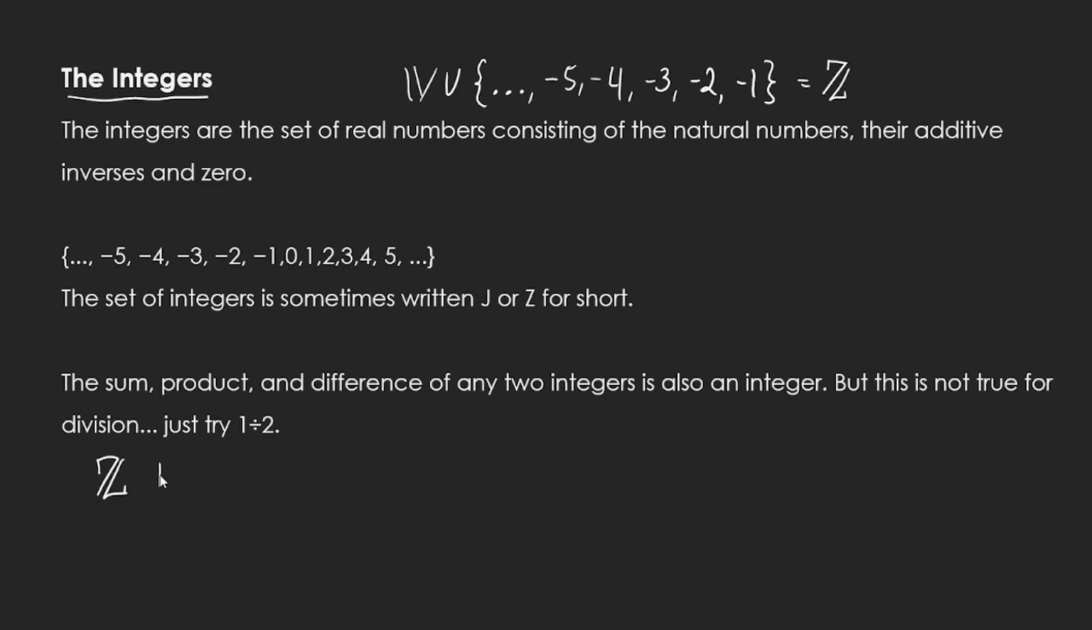Now for the closure for integers. It is true for addition, subtraction, and multiplication, but not true with division. Again, closure is if you take the sum of two integers, let it be like -5 and -1, it will always give you an integer. Same thing with subtraction, same thing with multiplication.